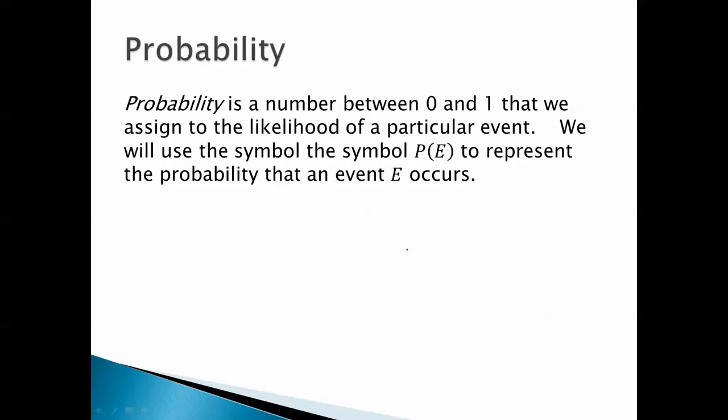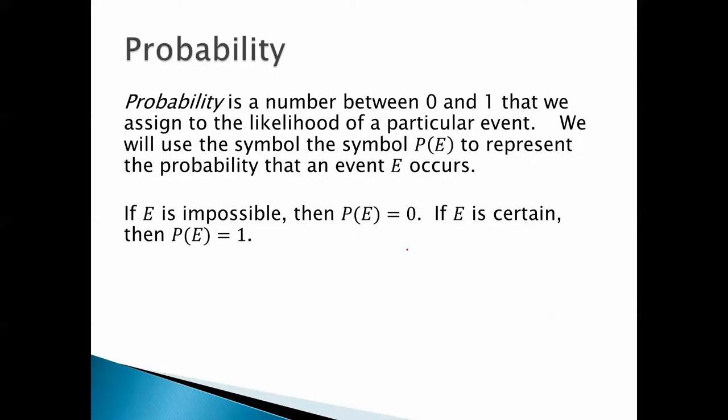Well, first, what do we mean by probability? Probability is a number between 0 and 1 that we assign to the likelihood of a particular event. We will use the symbol P of E to represent the probability that an event E occurs. If E is impossible, then P of E equals 0. If E is certain, then P of E equals 1.